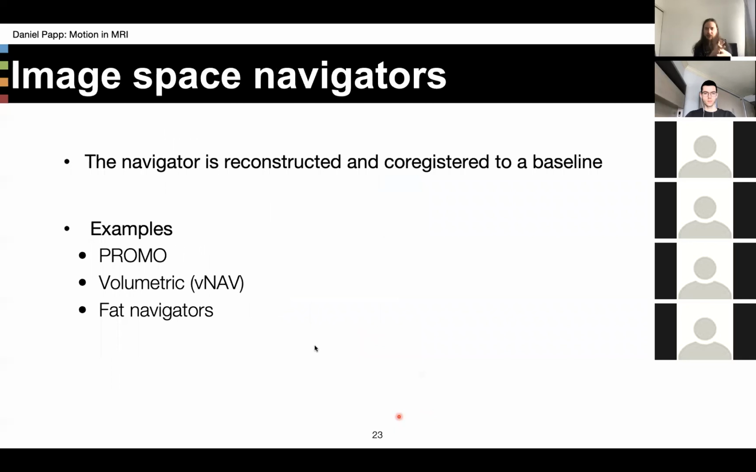The other option is to do this in image space, in which case the navigator data is reconstructed, co-registered to your baseline, and then you derive your motion information from that. There's, like with the k-space-based navigators, there's a million versions there. So for example, with k-space-based navigators, I mentioned 4 trajectories, but if a trajectory exists, a PhD student has made it into their thesis for k-space navigation, more or less. Same thing is true for image-based navigators, but these are good examples.